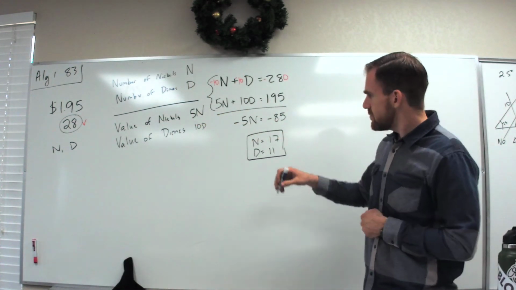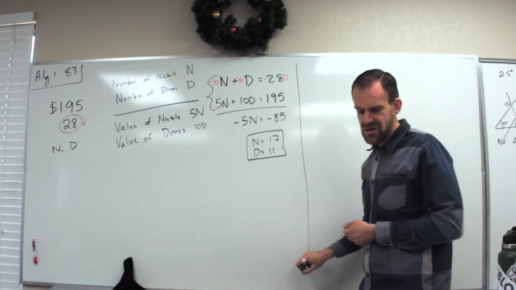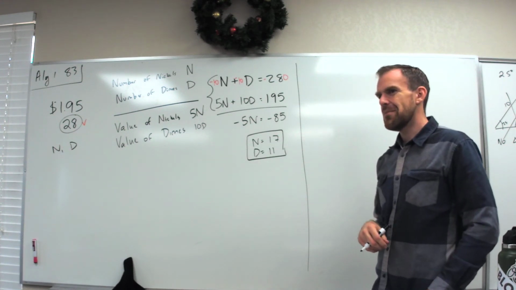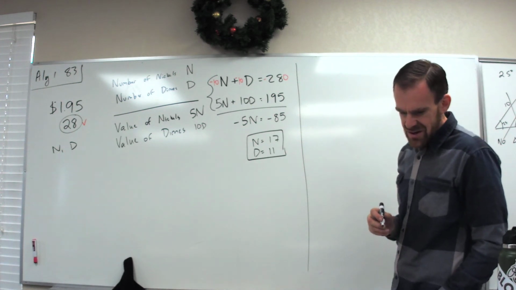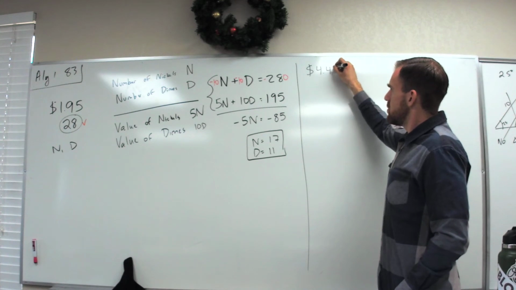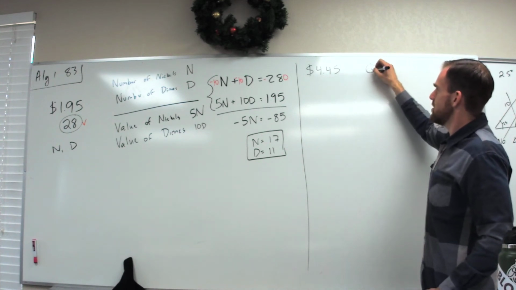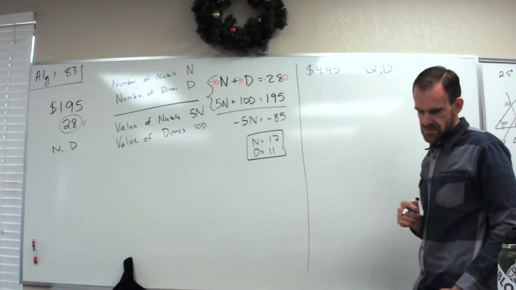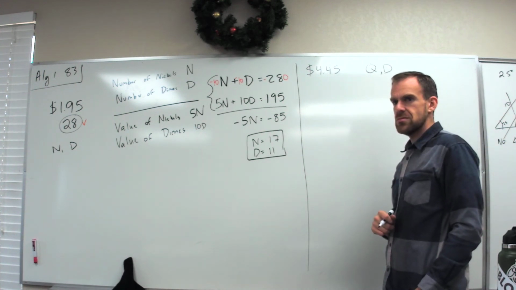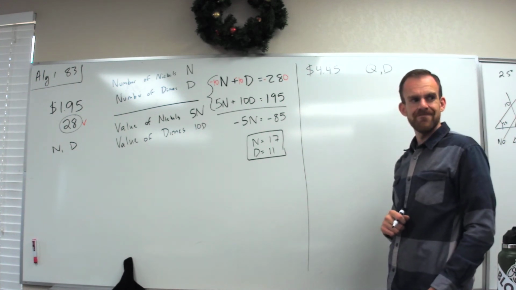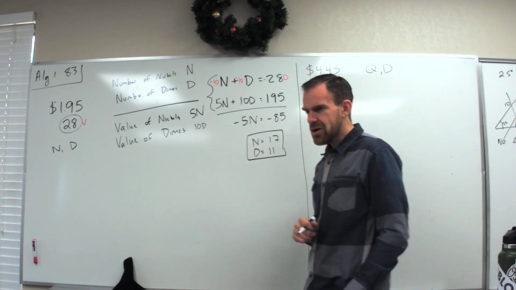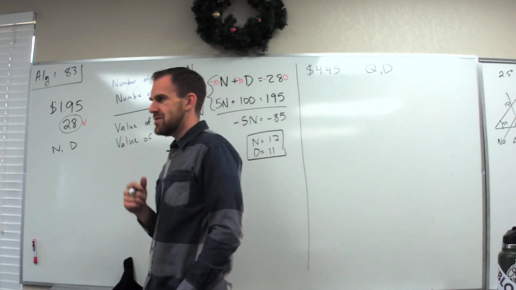AJ? Yes, sir. Has $4. No, Evan, sorry, he runs the snack shop. Evan has $4.45 in quarters and dimes. Uh-oh, Evan, this one's harder. Evan has 8 more quarters than dimes.